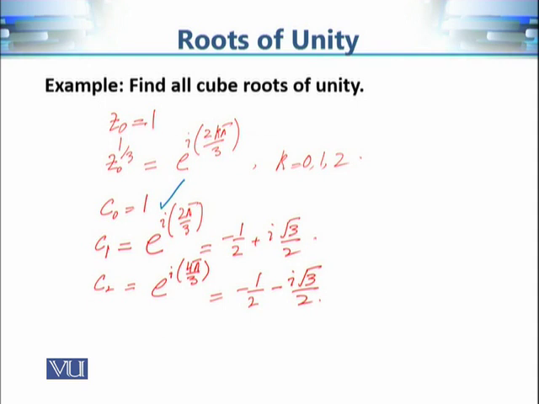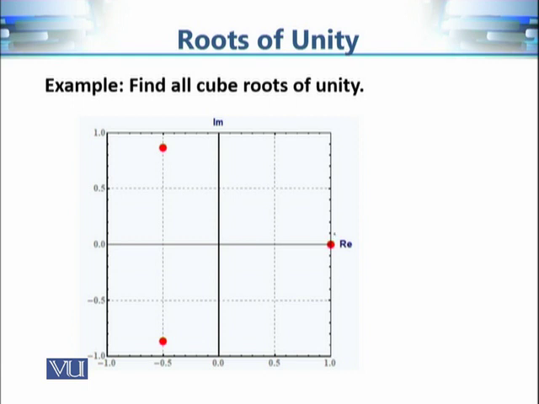Now let's discuss the geometry of these three roots. So this is 1, and this is another cube root of unity, minus 1 by 2 plus iota square root 3 by 2. And this is the third cube root of unity, which is minus 1 by 2 minus iota square root 3 by 2. And we can also observe that all of them lie on a circle of radius 1, and they are also vertices of a regular triangle.